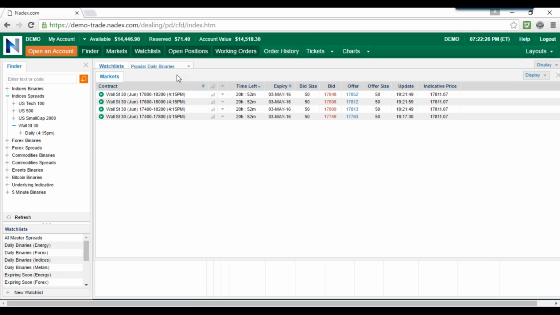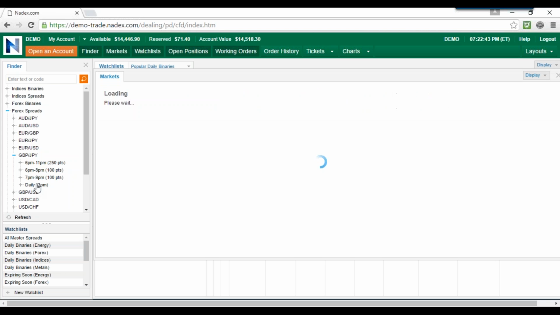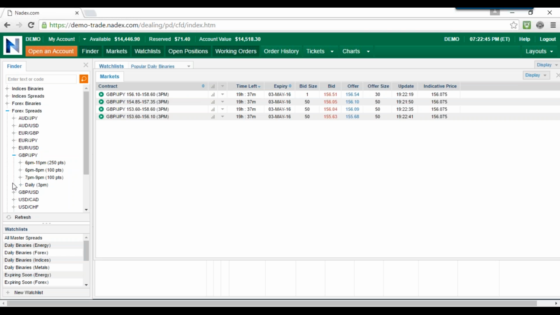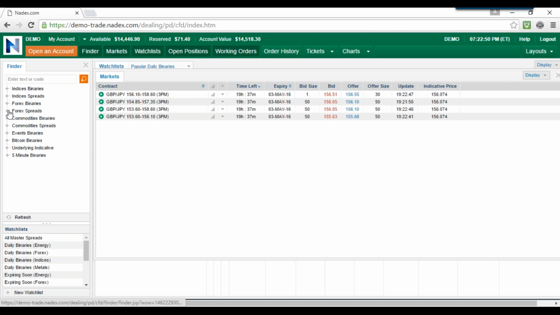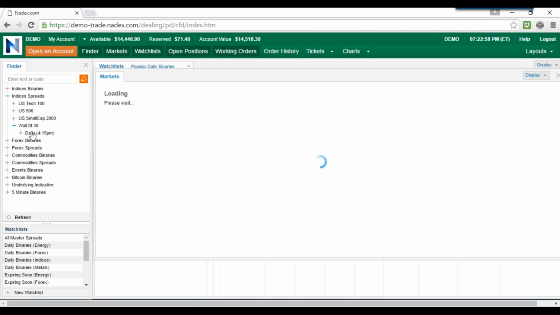Now, you can get spreads that are, if we look right here on Forex spreads, and let's just go to pound yen, for example. We've got spreads tonight from 6 p.m. to 11. We've got spreads from 6 to 8, spreads from 7 to 9, and we've got daily spreads too. There's all kinds of different spreads you can choose from, okay? But for our quick example tonight, let's just look at the Dow.